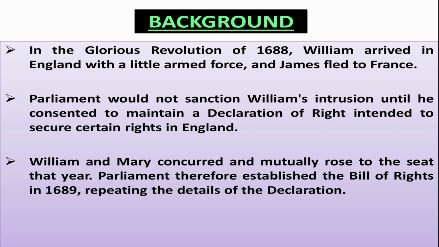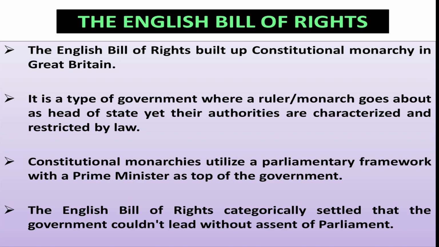However, Parliament would not sanction William's invasion until he consented to maintain a declaration of rights intended to secure certain rights in England. William and Mary agreed and jointly rose to the throne that year. Parliament therefore established the Bill of Rights in 1689, repeating the details of the declaration.